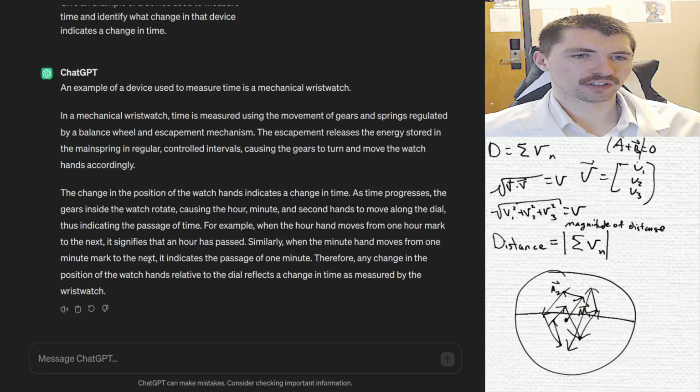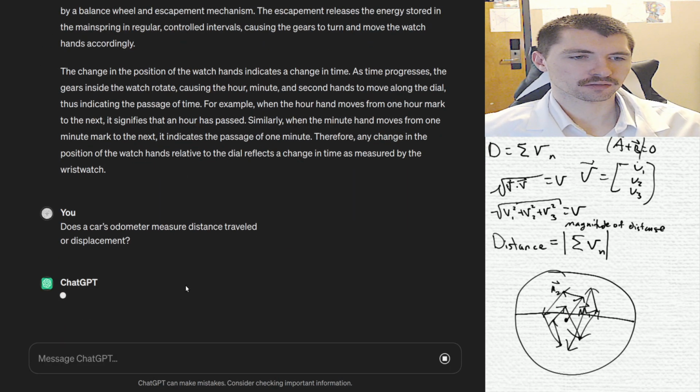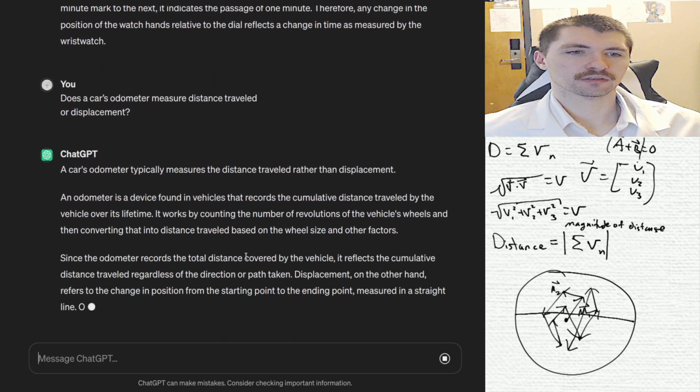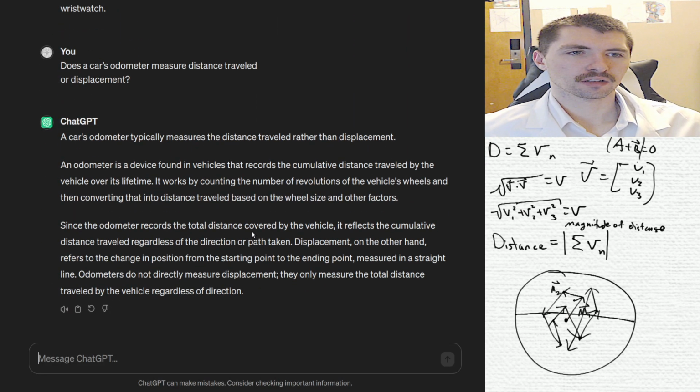Okay, number 5. Car odometer. Distance traveled.